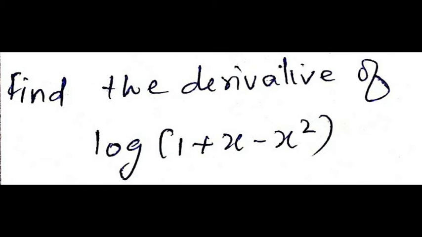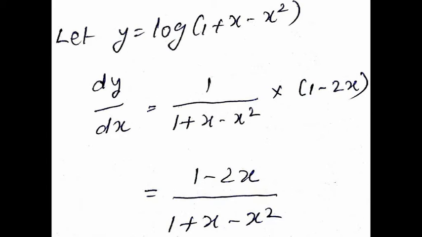Find the derivative of log 1 plus x minus x square. Derivative of log x is 1 upon x, derivative of 1 is 0, derivative of x is 1, and derivative of x square is 2x. Therefore, we get the answer (1 minus 2x) divided by (1 plus x minus x square).